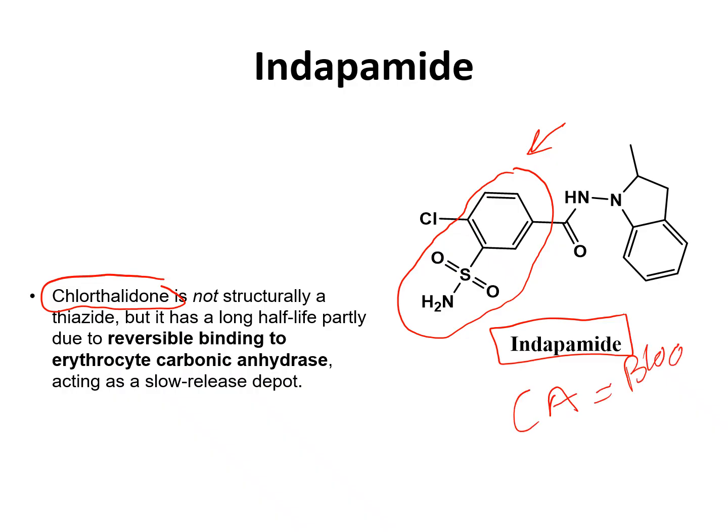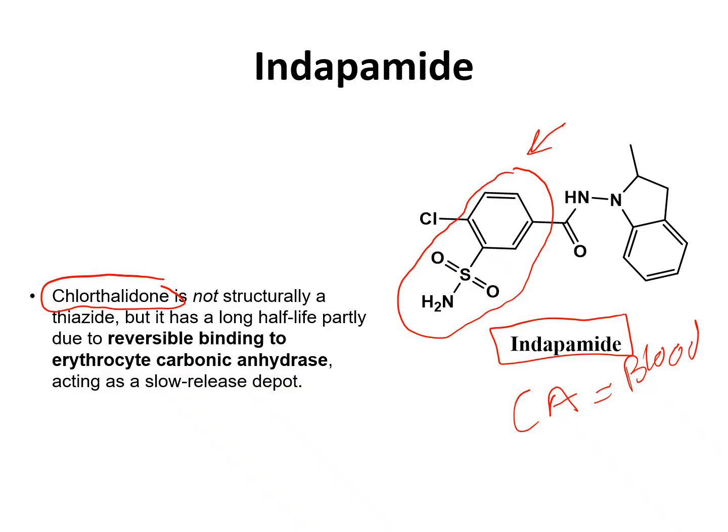That results in what we call an extended slow-release form of the drug, because it's bound to carbonic anhydrase and slowly gets released from the carbonic anhydrase in the blood, and that results in a much longer half-life than what we typically see in other thiazide diuretics, whose half-life is typically 5 to 6 hours. So this is the main advantage of these thiazide-like drugs: they have a longer half-life because of their structure and the way they bind to carbonic anhydrase, or erythrocyte carbonic anhydrase, in the blood.